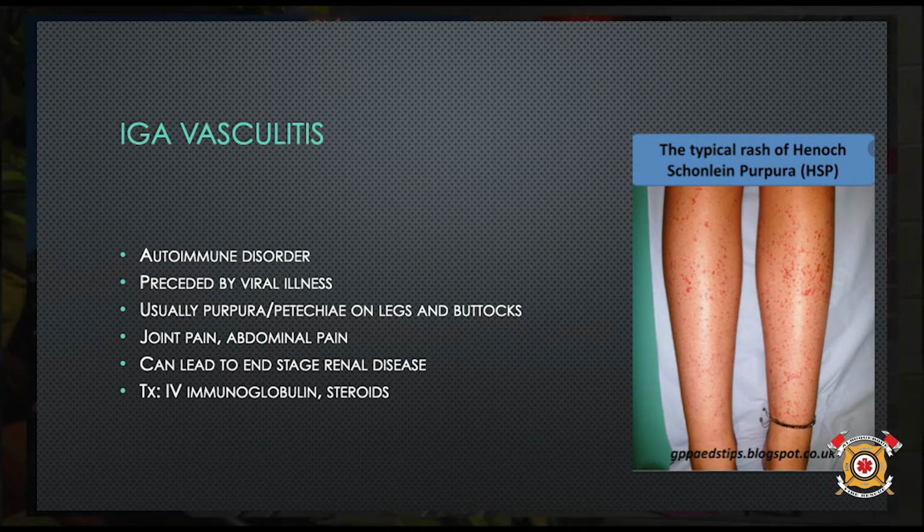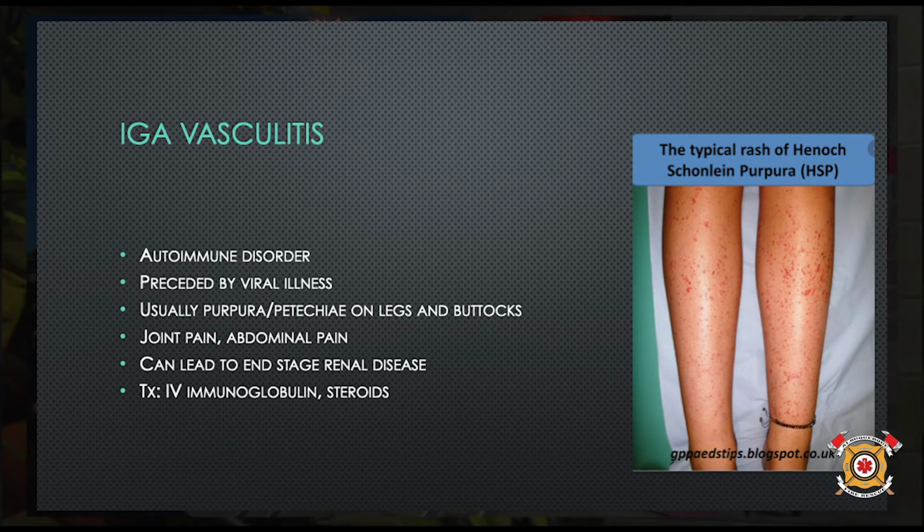If you have petechiae or purpura of the lower extremities that is not blanching when you press on it, you will usually see it on the legs and buttocks. You will have associated joint pain and abdominal pain. What you're worried about is that this is an autoimmune disorder, and it can lead to end-stage kidney disease. So there is treatment that we have to do for it. It is easily treated, but the important part is to identify and recognize it before a kid develops chronic kidney disease.